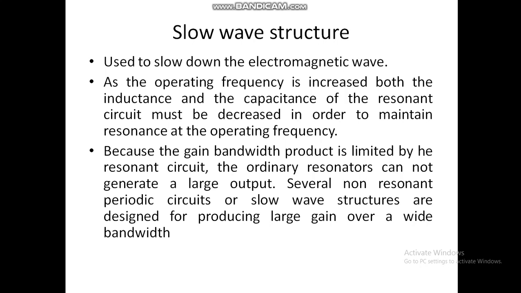And as the operating frequency increases, both the inductance and capacitance of the resonant circuit must decrease, because both are inversely related to frequency. So by increasing frequency, inductance and capacitance values should be decreased in order to maintain resonance at the operating frequency. At resonant frequency, the gain and bandwidth product should be constant. So if bandwidth is high, gain should be low. So several non-resonant periodic circuits or slow-wave structures are designed for producing large gain over a wide bandwidth.